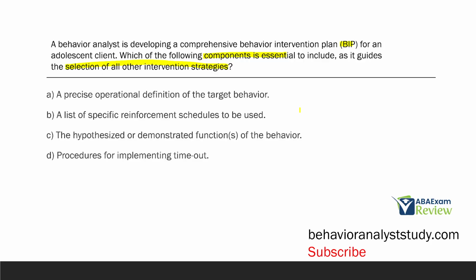C, the hypothesized or demonstrated function of the behavior. Yes, the function is the most important part to a BIP. This is going to guide, do we use reinforcement? Are we using extinction? Are we using punishment? It's going to tell us why the behavior is occurring and how we should treat and intervene on that particular behavior.